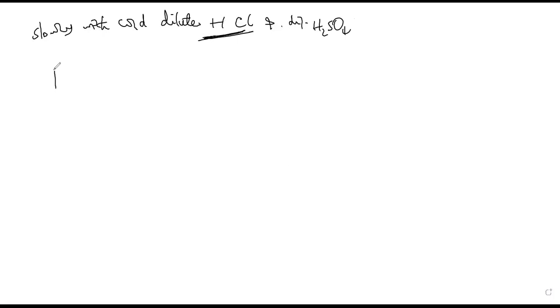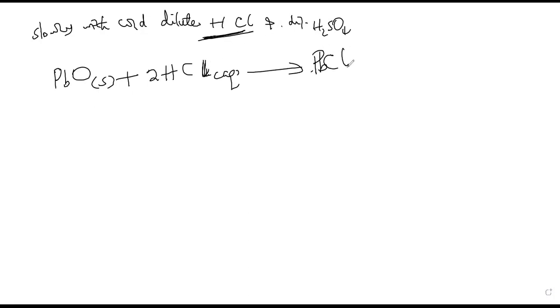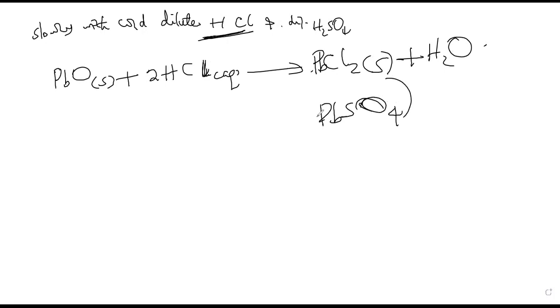When lead 2 oxide, PbO solid, reacts with hydrochloric acid, you form lead 2 chloride, which is a precipitate, insoluble, plus water. The same applies to sulfuric acid: you form lead 2 sulfate, but lead 2 sulfate and lead 2 chloride are insoluble, so we say the reaction stops due to the formation of the insoluble sulfate and chloride.